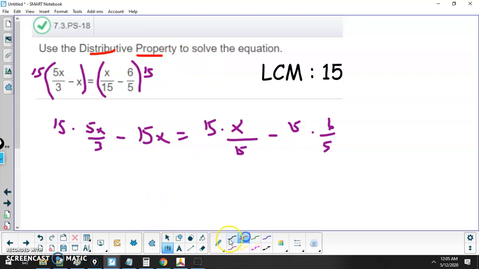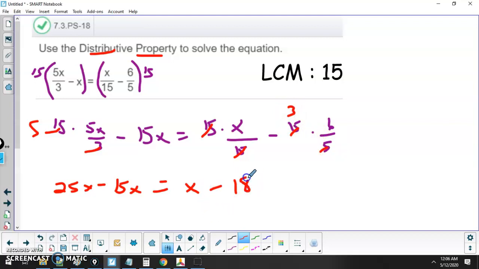Now let's actually cancel some stuff out here. This 3 cancels with the 15, and this 15 becomes a 5. So I have 25x minus 15x, like so. Over here, the 15 and the 15 cancel, so I just have x. Over on this side, I have the 5 and the 15. You can cancel out the 5, and that becomes a 3. So this becomes a minus 18.